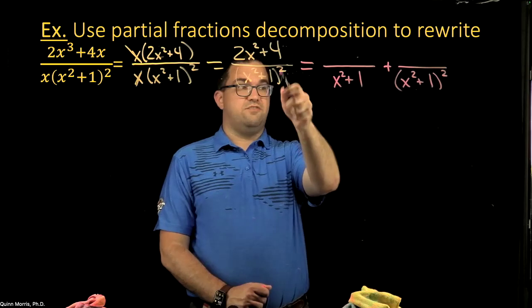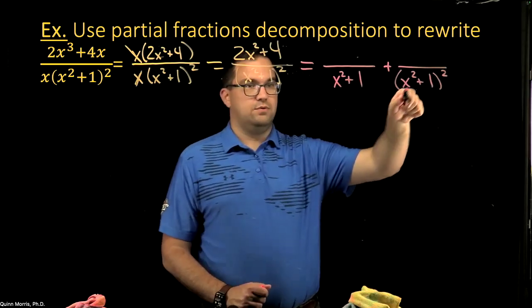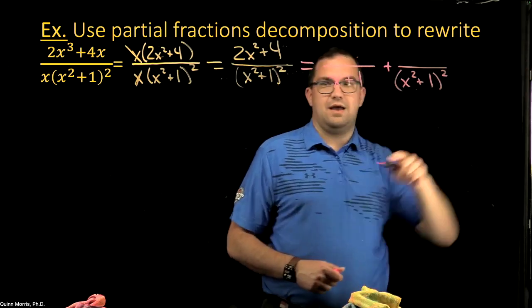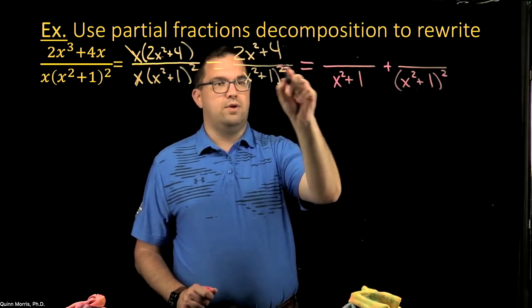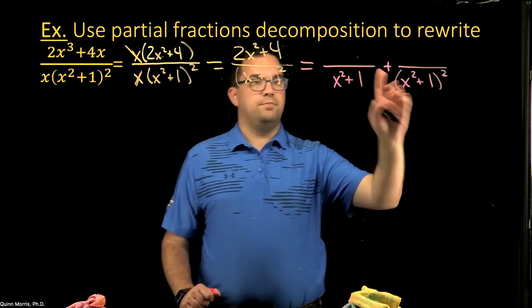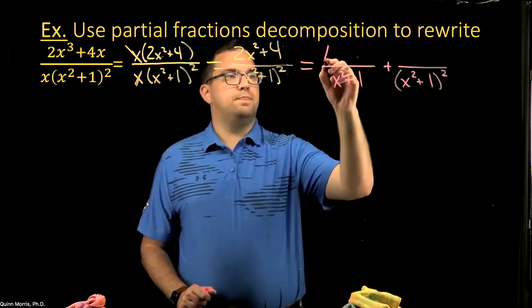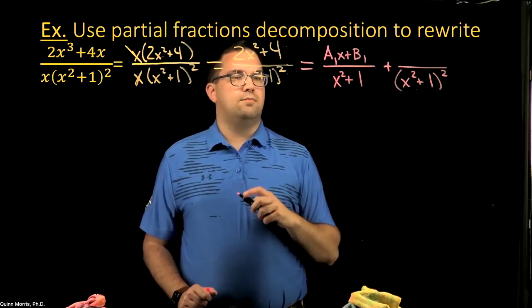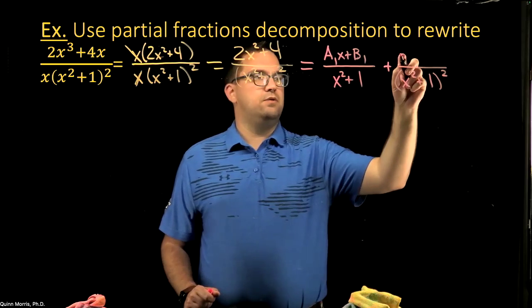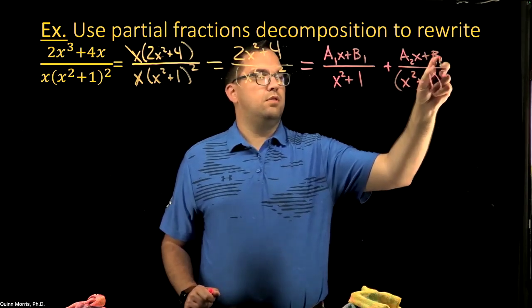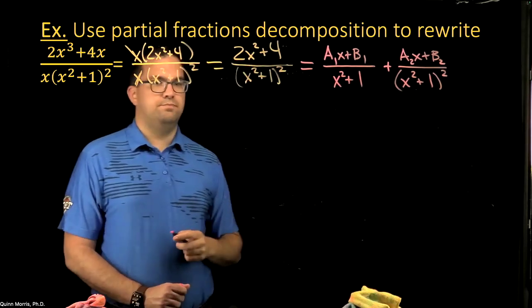Now, if this was to the fifth power, I'd keep going. I'd have one that was x squared plus 1 to the third, x squared plus 1 to the fourth, x squared plus 1 to the fifth. I always go all the way up to whatever the highest power that appears here is. Here, that highest power is 2, so I'm done there. And now my numerators. My first one is going to be a1x plus b1. My second one is going to be a2x plus b2.